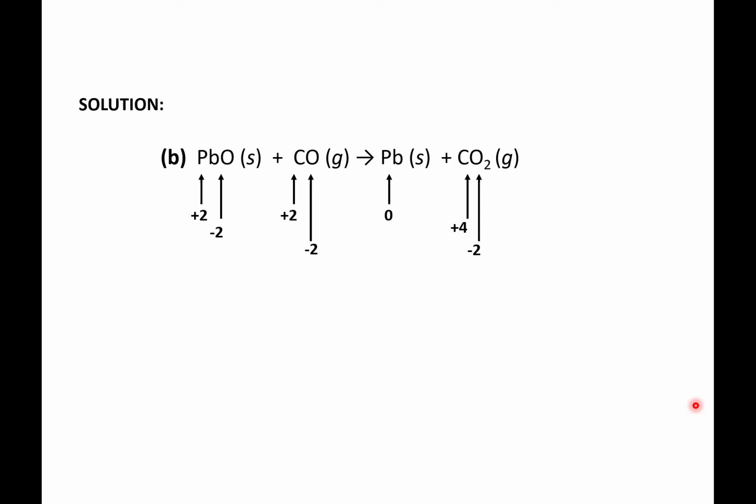Okay, so when we assign these, we can see that lead starts as a +2 oxidation number and it goes to 0. The other thing that changes is carbon. In carbon monoxide, it's +2. In carbon dioxide, it's +4. So in this example, lead going from +2 to 0 is being reduced. It's gaining electrons. Those electrons are coming from carbon, which is being oxidized.